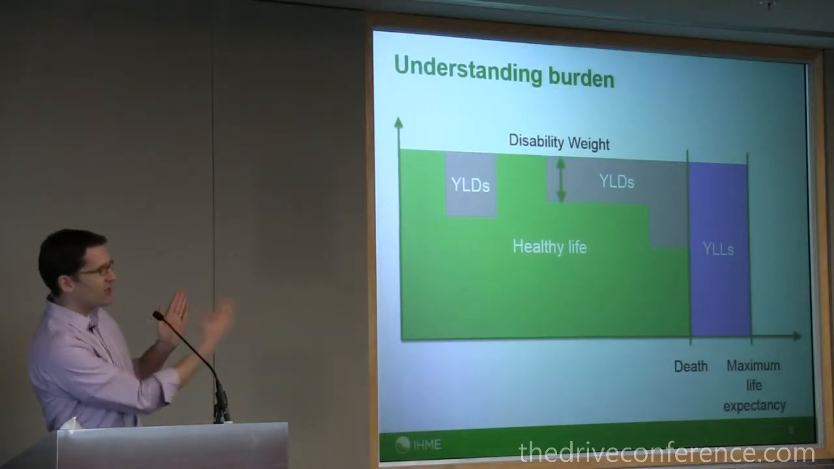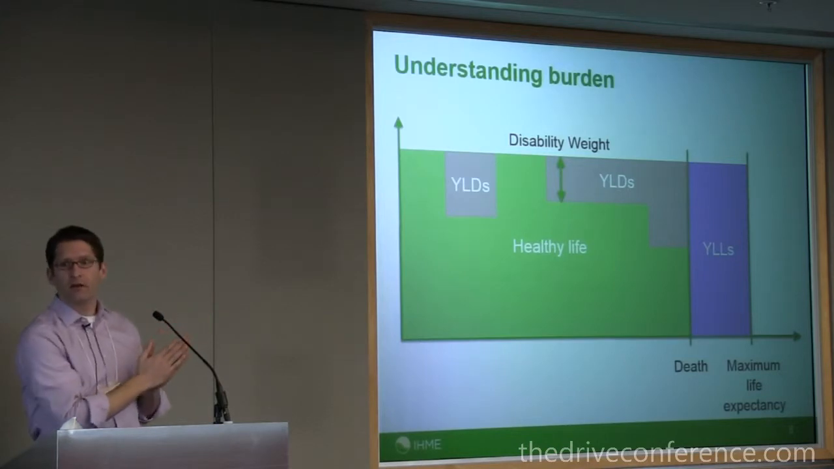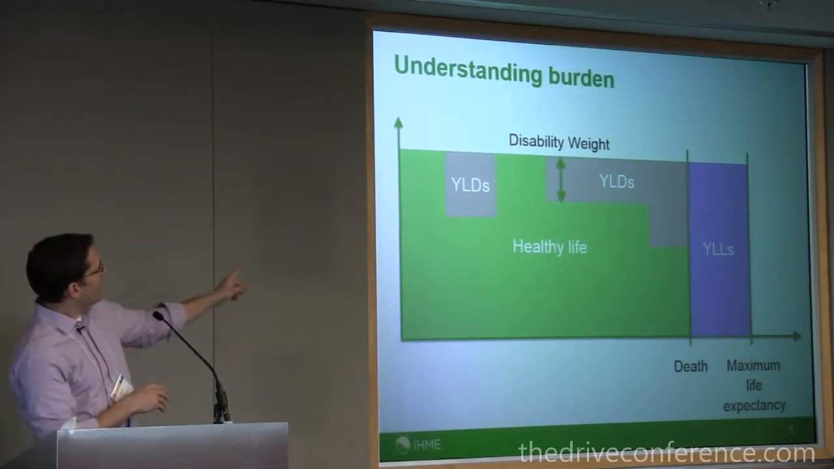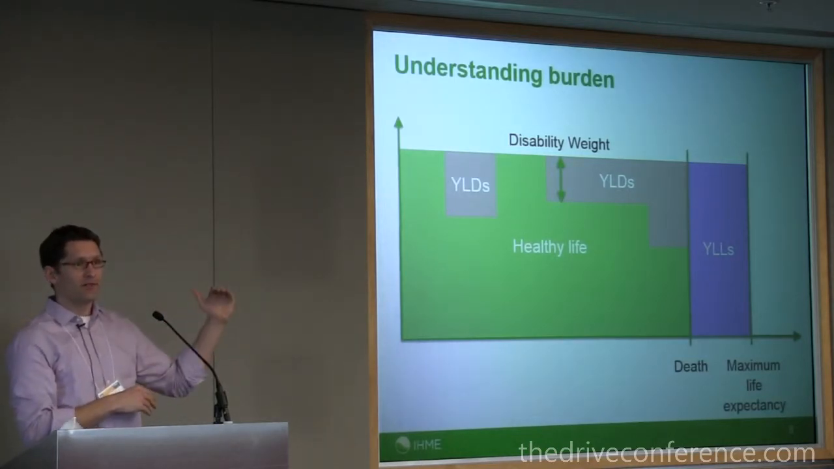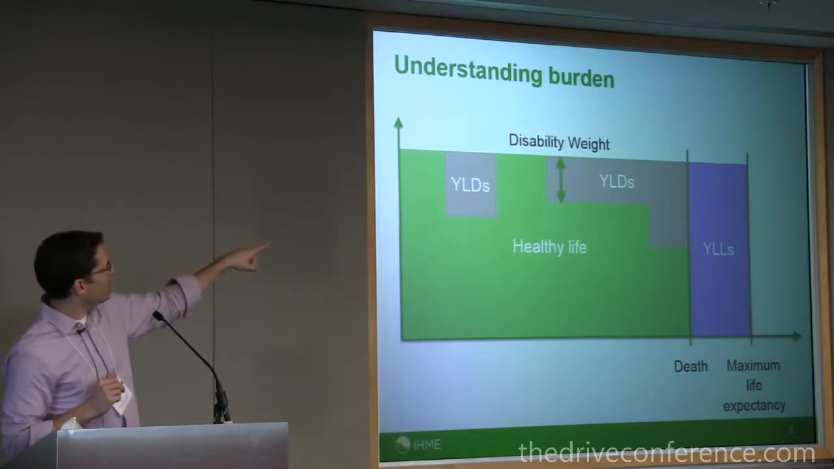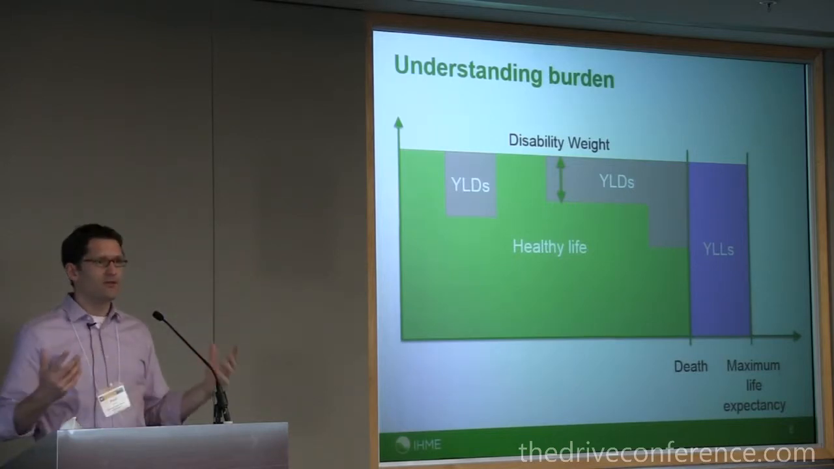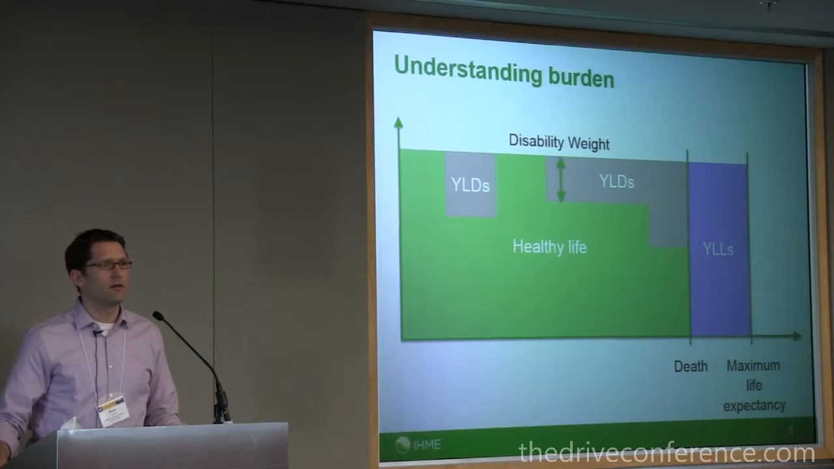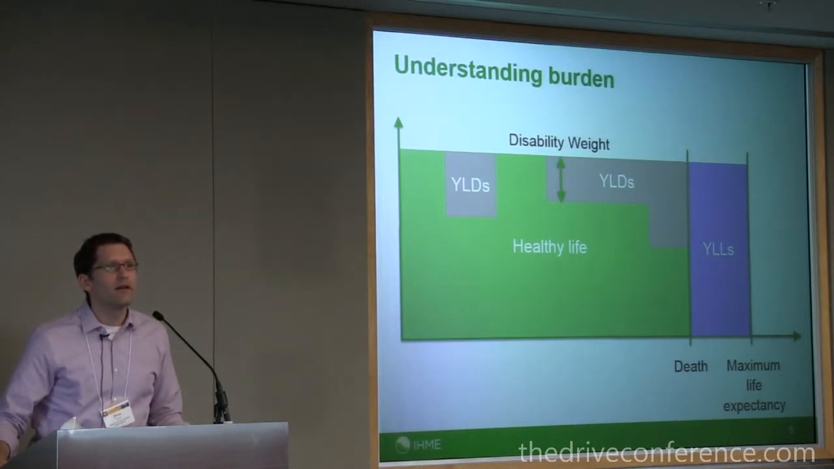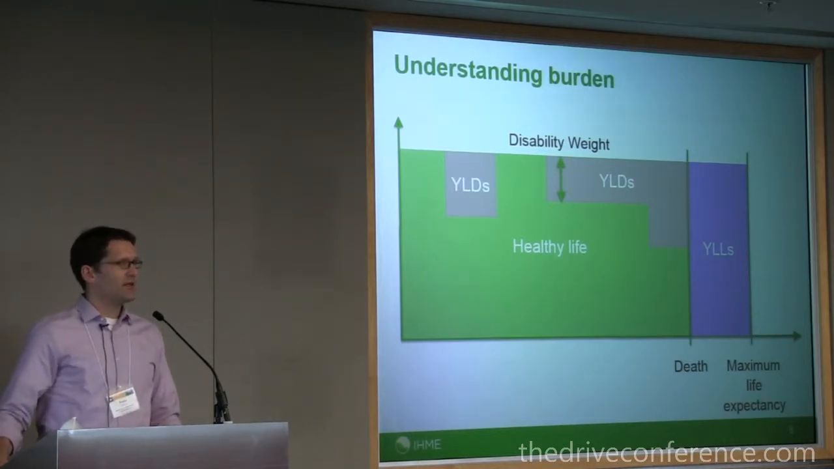And then you have a duration component as well, depending on how long you are sick or ailing from something. And so you get YLDs over time with the severity, and then adding the gray boxes and the blue box up gives you the DALYs. Who gives you a weight? The weights, I'm going to talk about that later.